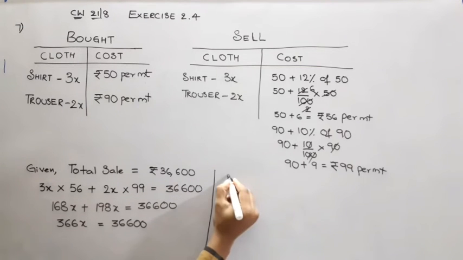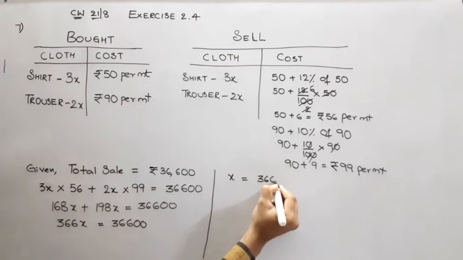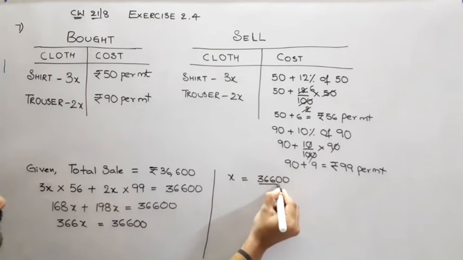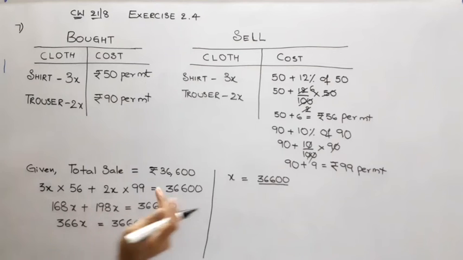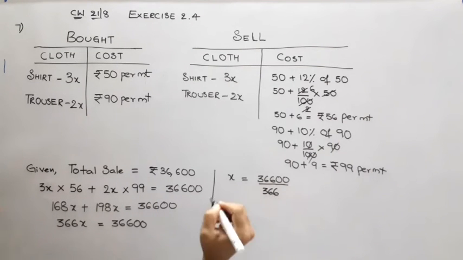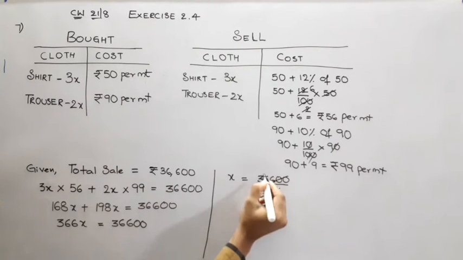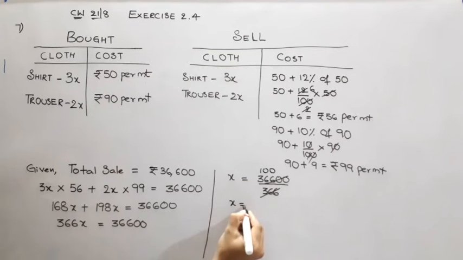So we want only the value of x, which is going to be 36,600 divided by 366, because this x is in multiplication here; if we transpose, it will become division. So total 100 times we can get this. So the value of x is equal to 100. Okay, the value of x is 100.